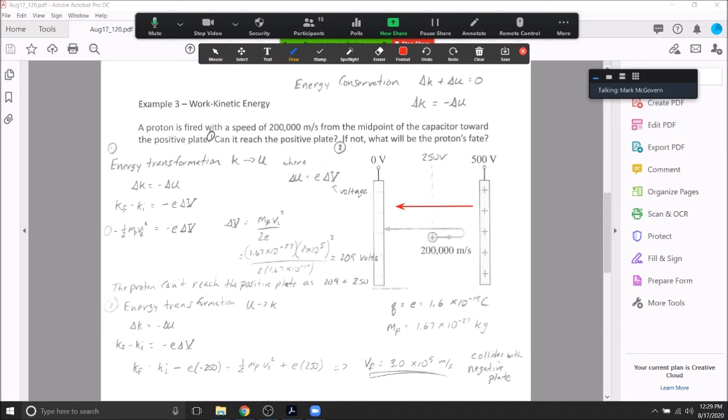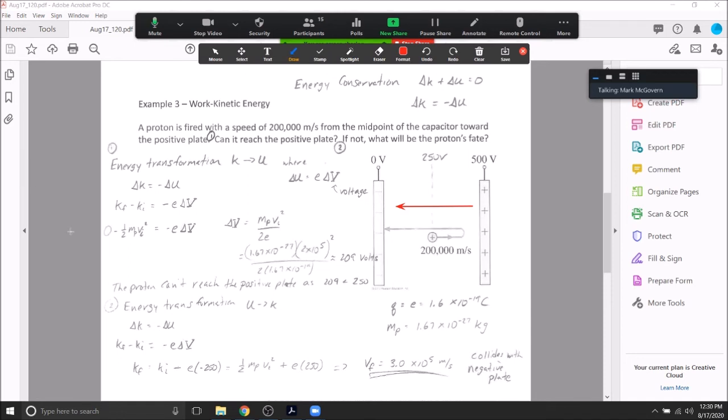You can assume it does. And that means your delta V is going to be 250. The other way you could approach the problem is to say, well, I think it won't hit the plate. And so if it doesn't hit the plate, what happens? It will slow to a halt before it turns around.